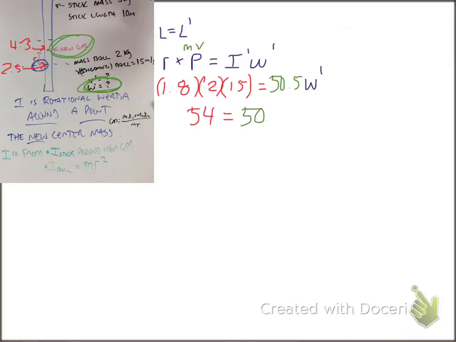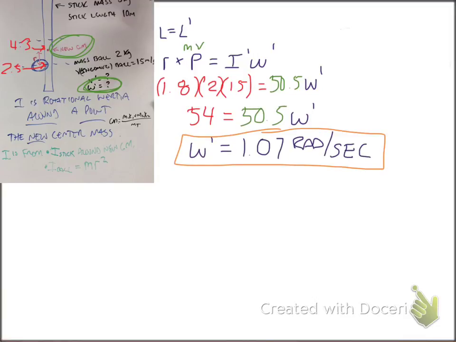And then we can do an easy algebra step and find that the angular velocity after the collision is 1.07 radians per second.